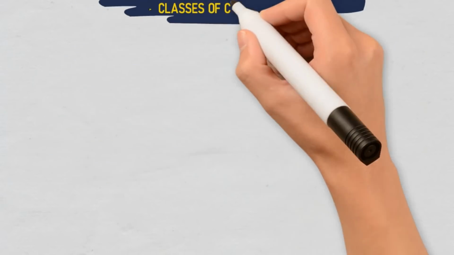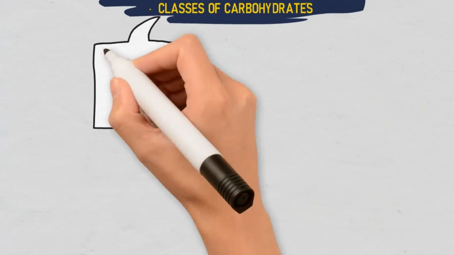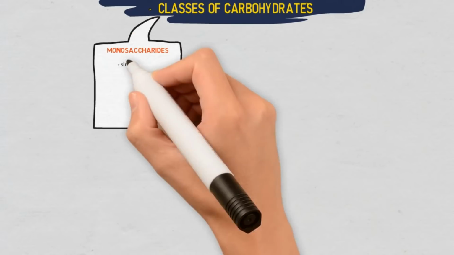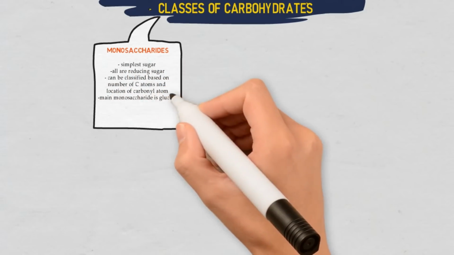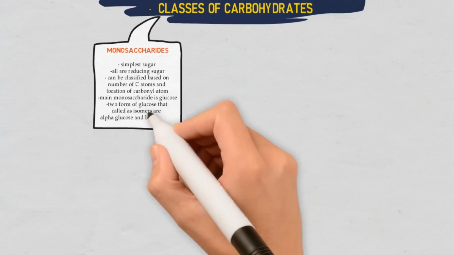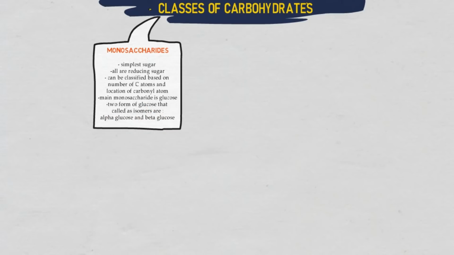There are 3 classes of carbohydrates. The first class is known as monosaccharides. It is the simplest sugar. All are reducing sugars. They can also be classified based on the number of carbon atoms and location of the carbonyl group. The main monosaccharide is glucose. There are 2 forms of glucose called isomers, which are alpha glucose and beta glucose.